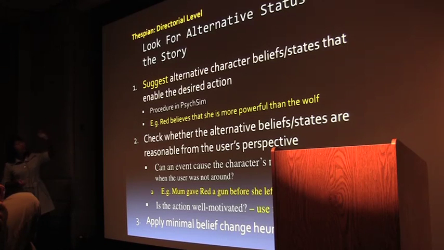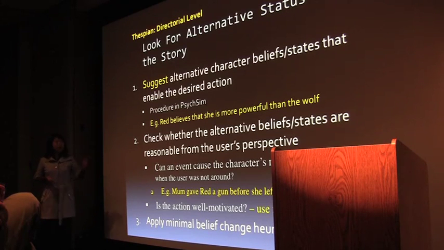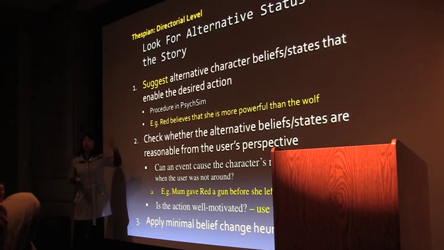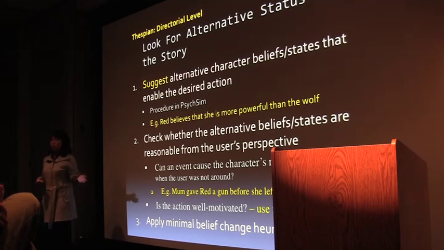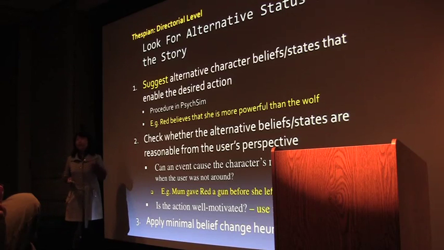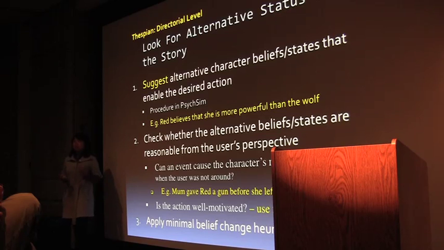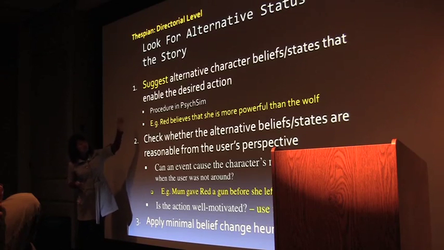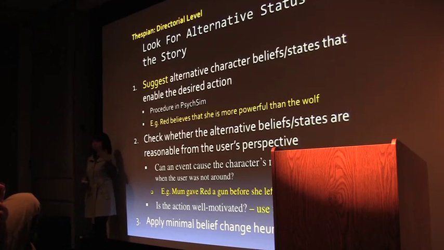So after getting all the suggestions like this, the director agent will try to see whether this is an alternative story, or alternative status of the story. The director agent will try to see whether this alternative is reasonable based on the user's observation. So the assumption is, the user does not see everything that happens in the story. So if there is an event that can change the story in the desired direction and happens when the user is not present, then this alternative status of the story is at least reasonable to the user.